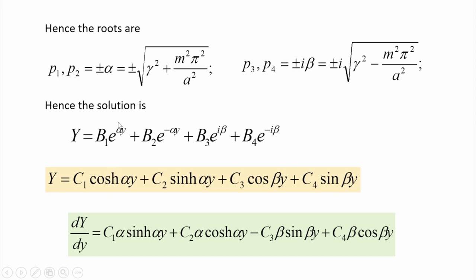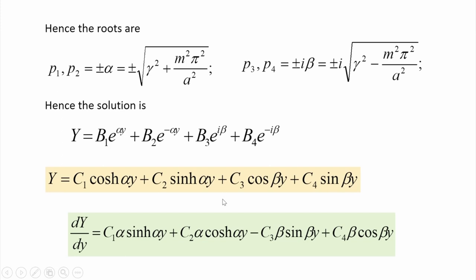Now this is obtained because when we expand this in terms of hyperbolic functions, we get cos hyperbolic alpha y plus sine hyperbolic alpha y, and the constant associated with this is b1. Similarly, when we express this exponential term in cos hyperbolic and sine hyperbolic functions, we get b2 into cos hyperbolic alpha y minus sine hyperbolic alpha y. So plugging together the constants of the sine hyperbolic, cos hyperbolic, cosine and sine terms, we can now write the solution very easily as capital Y = C1 cosh αy + C2 sinh αy + C3 cos βy + C4 sin βy.